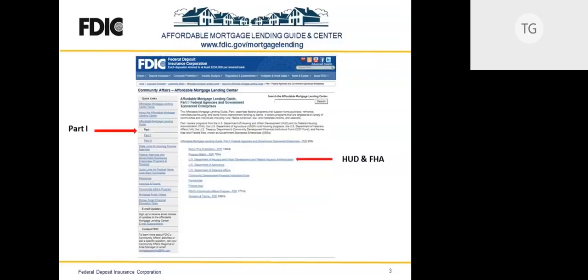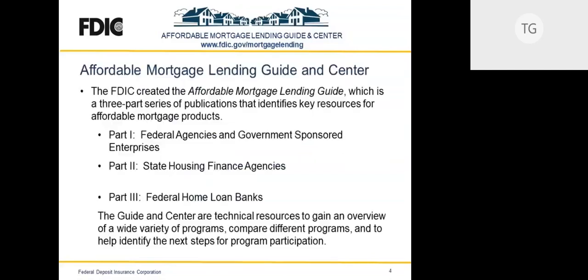The red arrows on the slide show how to access various sections of the Affordable Mortgage Lending Guide. The user would simply click on Part 1, for example, to access this section of the guide. The FDIC created the Affordable Mortgage Lending Guide, which is a three-part series of publications that identifies key resources for affordable mortgage products. The other red arrow on the screen shows the link to one of the federal agencies that offers affordable mortgage programs. The three parts of the guide are Part 1, where it discusses federal agencies and government-sponsored enterprises. Part 2 talks about state housing finance agencies. And Part 3 discusses federal home loan banks.